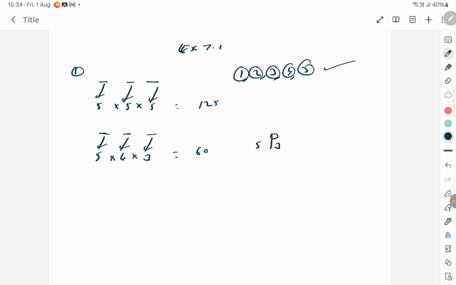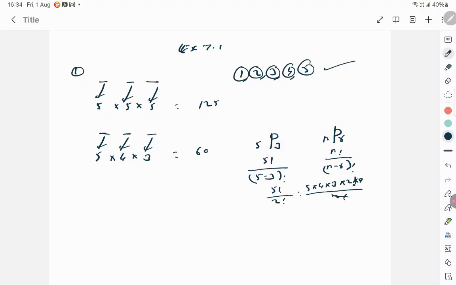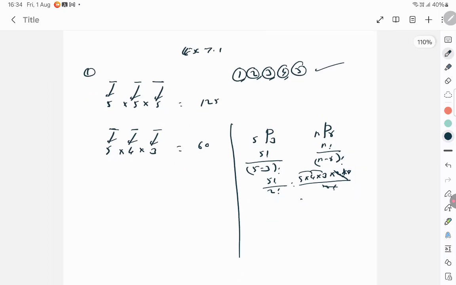5P3. When I say 5P3, the nPr formula is n factorial by n minus r factorial. So it's 5 factorial by 5 minus 3 factorial, which is 5 factorial by 2 factorial, which is 5 into 4 into 3 into 2 into 1 by 2 into 1, so 2 factorial gets cancelled. 5 4s are 20, 20 3s are 60. So there are 2 different ways in which you can write it.